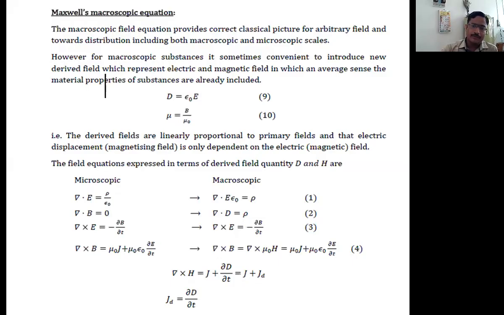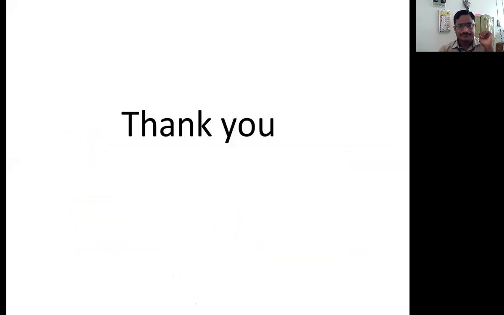So this was our first point. Maxwell's equations in revision, basically the Maxwell's equations in microscopic and macroscopic form, we have finished today. Tomorrow we will have the topic related to the wave equation.